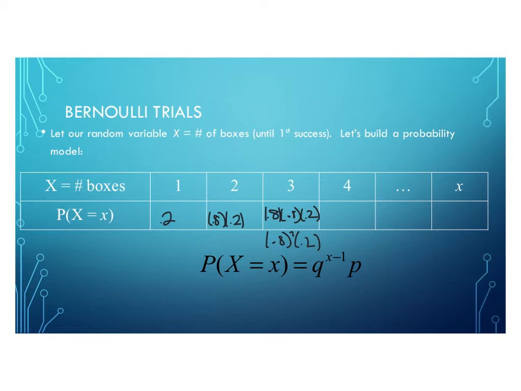If we want the fourth one, notice we're going to have 0.8 for the first box, 0.8 for the second box, 0.8 for the third box, and then 0.2 for the fourth, because that's our success. Or we're having 0.8 to the third times 0.2. Okay? And this leads us to conclude this is our geometric model. Our failure, which is Q, to the x minus 1 power times P.